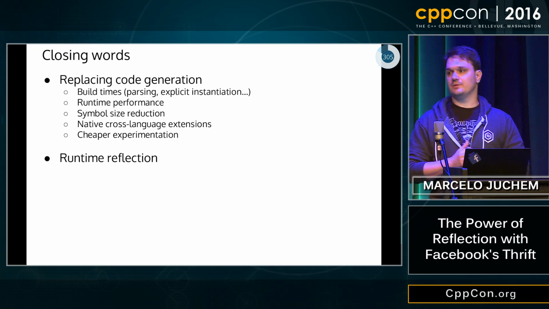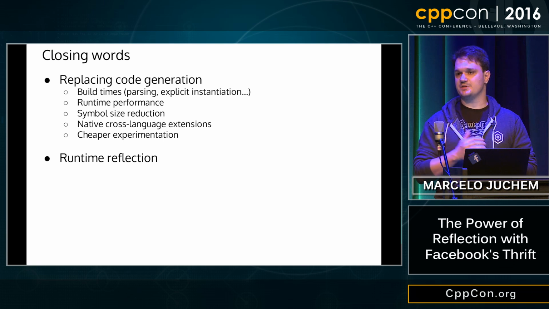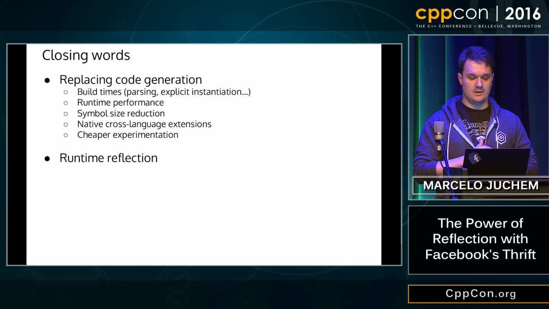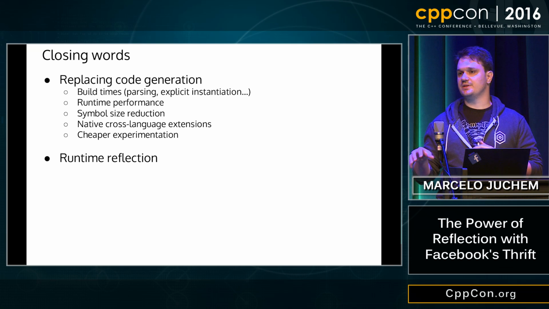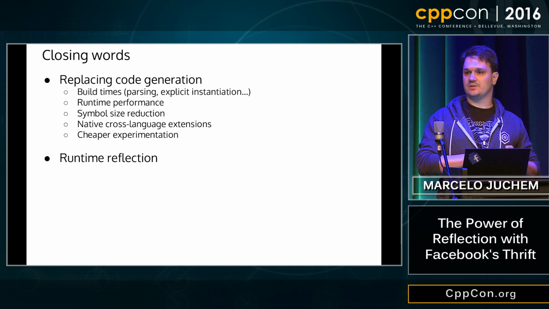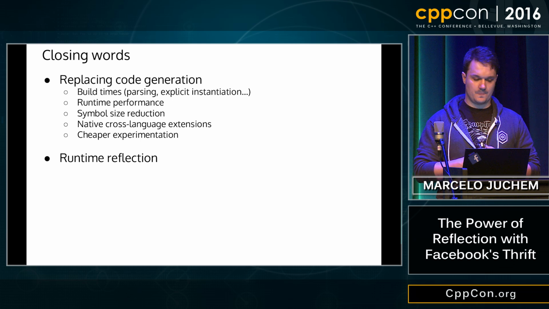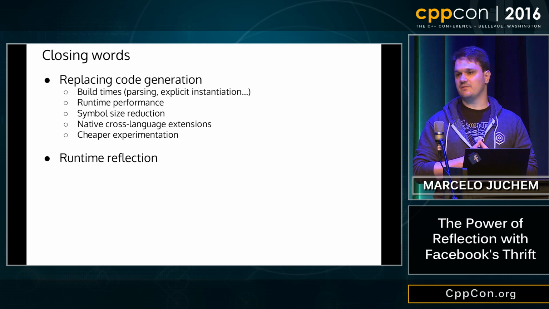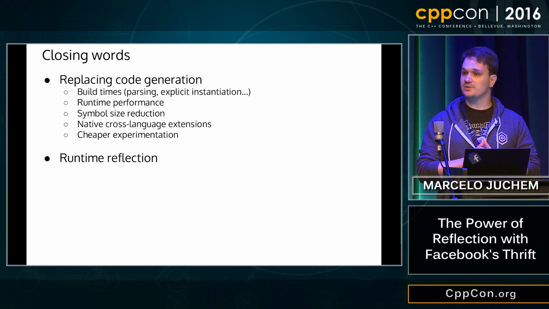And runtime reflection. All of this that I presented is basically compile time reflection, right? But the metadata is all there. And we've seen that there are ways to convert this compile time metadata into runtime information. So I'm planning to investigate a little bit on how to convert that to runtime right now. There are some benefits to it.